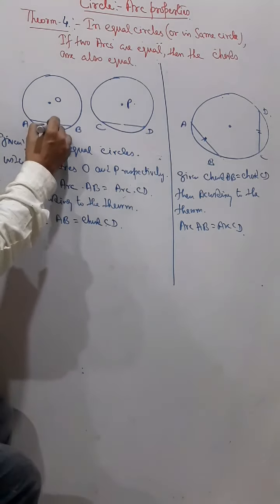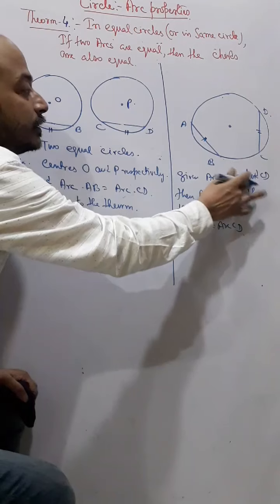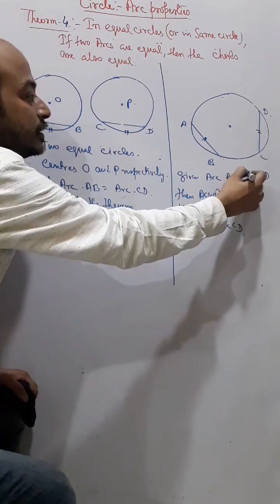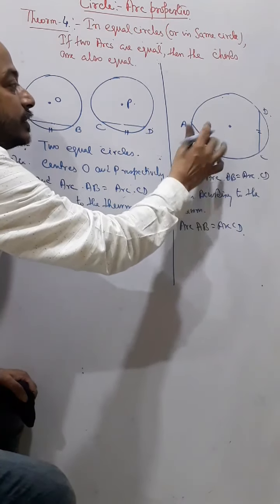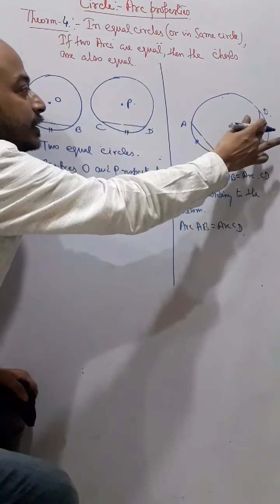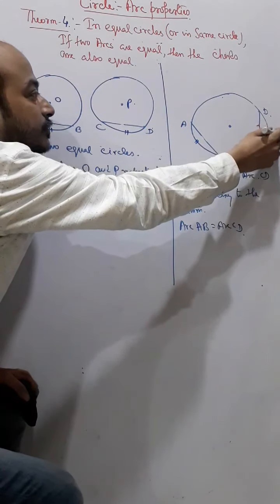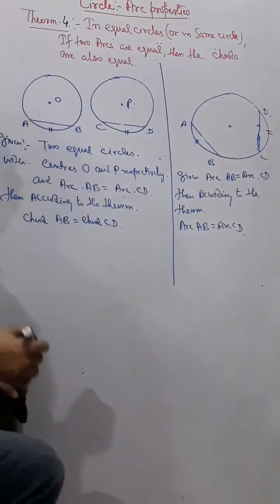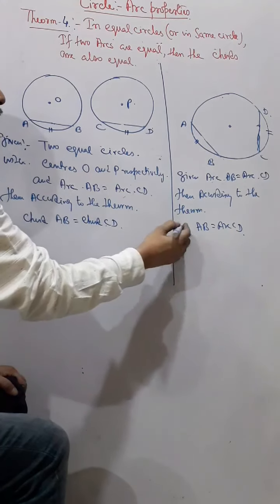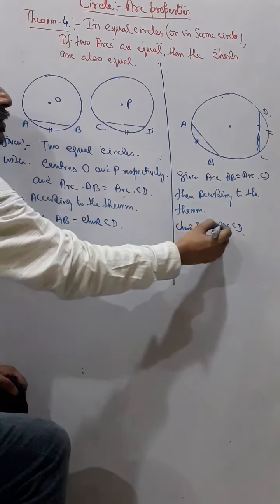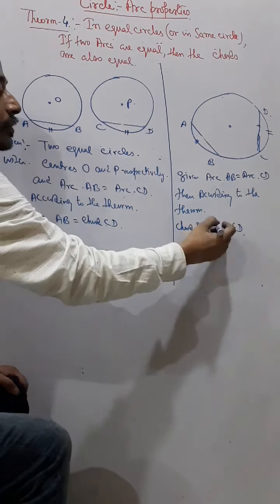Same thing here also, given arc AB is equal to arc CD. So it is the converse. So here it is given this arc is equal to this arc. Then according to the theorem, what? Chord AB will be equal to chord CD. Okay?